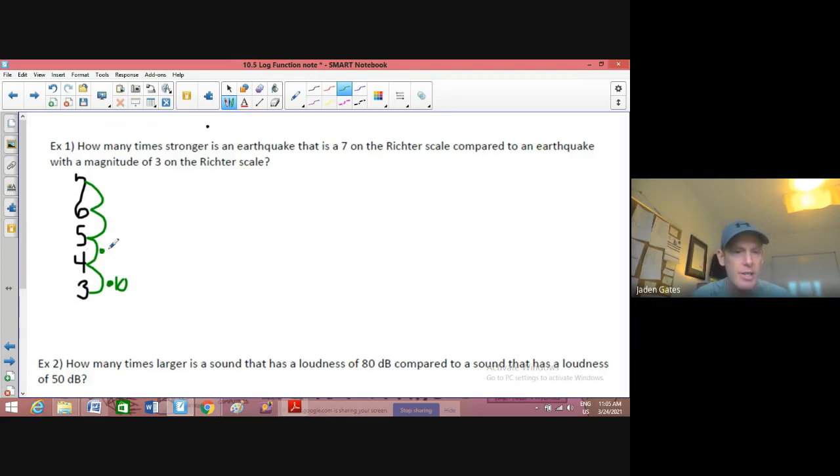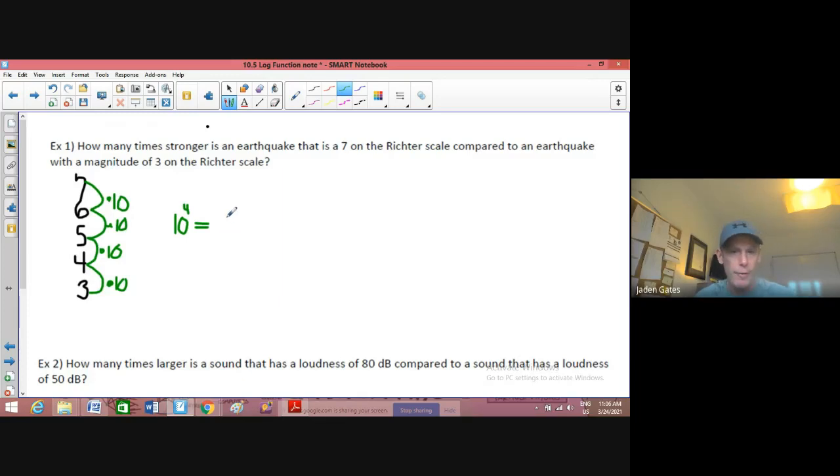A 5 is 10 times stronger than a 4. A 6 is 10 times stronger than a 5. And you see what I'm doing here? And so if I'm comparing a 3 to a 7, I'm going to multiply by 10 4 times. Or another way of saying that using exponents, 10 to the power of 4.